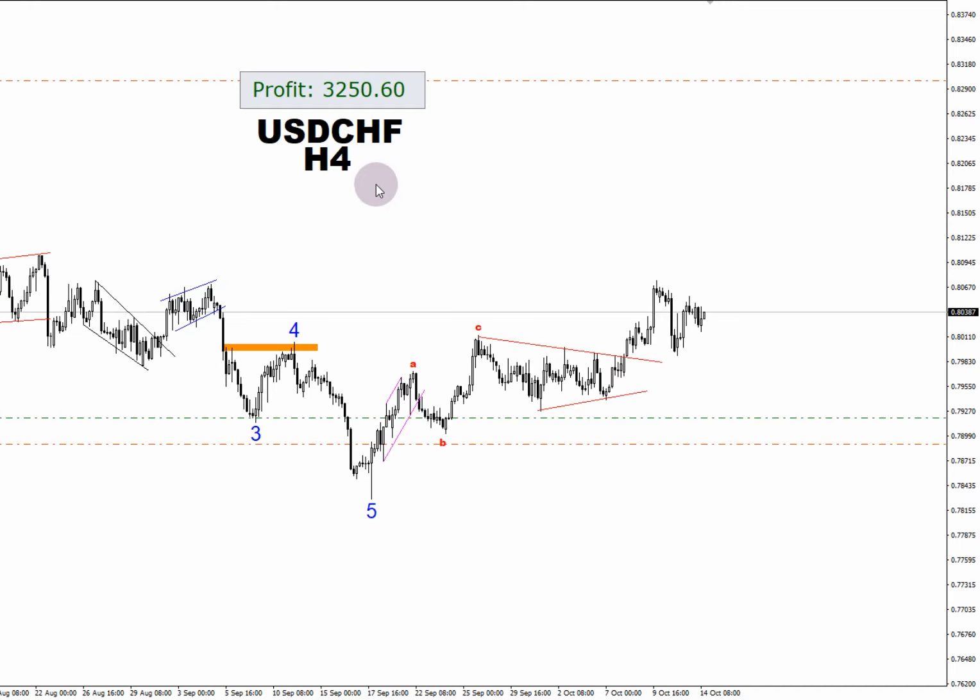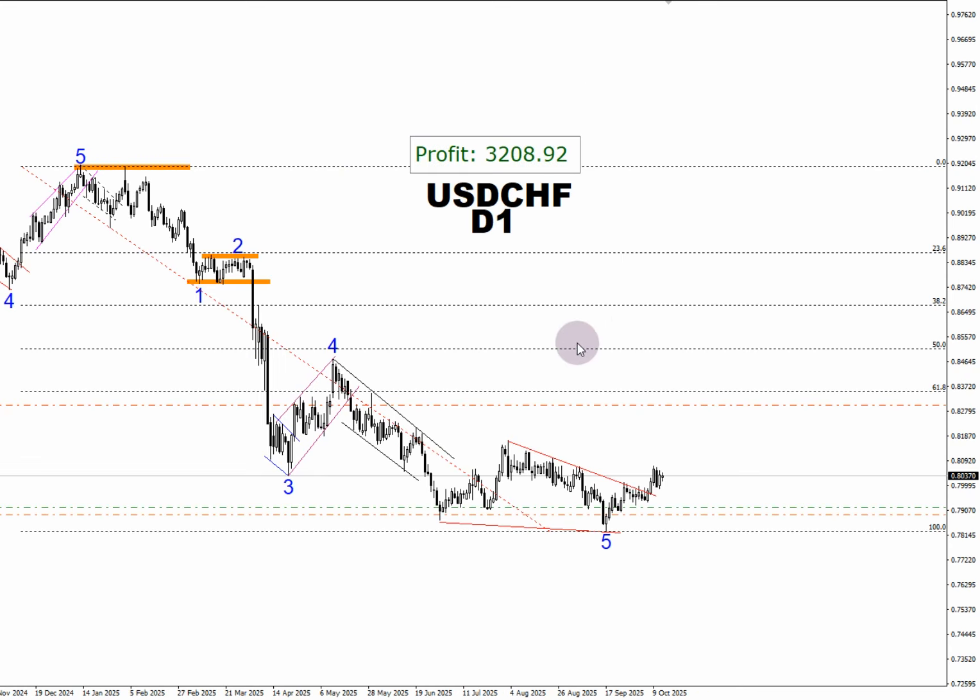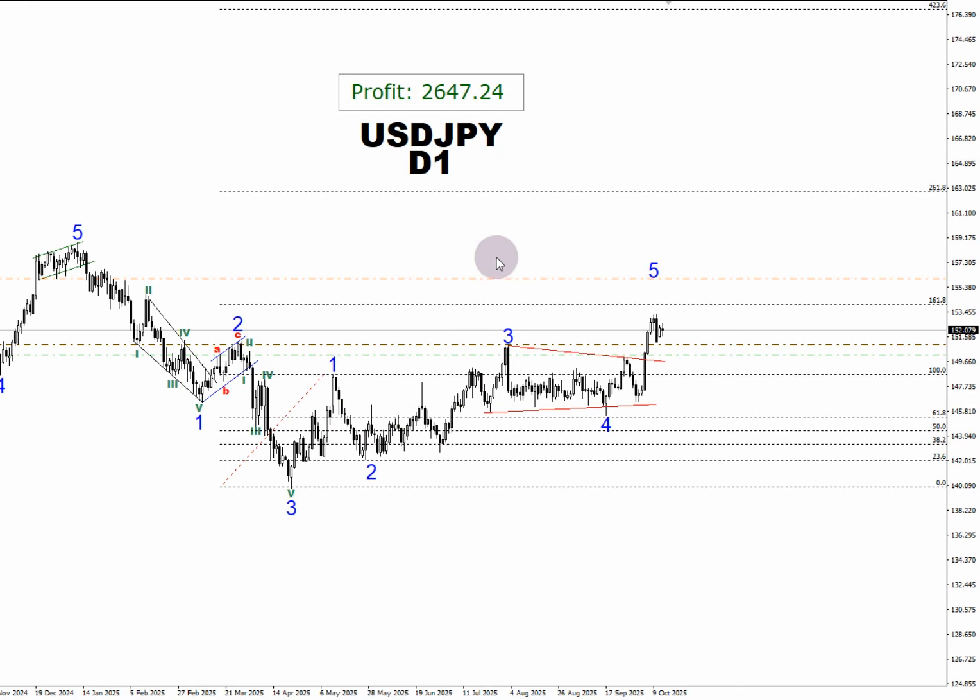On the 4-hour time frame, we clearly observe the formation of 5 distinct waves moving downward, followed by an ABC correction, and then a new cycle of upward movement begins. The primary concept we focus on within the daily time frame will be this ABC correction, leading us to aim for buying opportunities. Let's progress to the dollar-yen currency pair, everyone. It's time to take a closer look at the market trends.